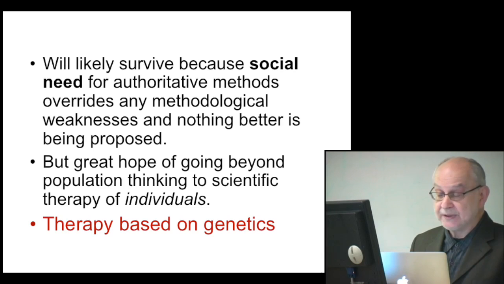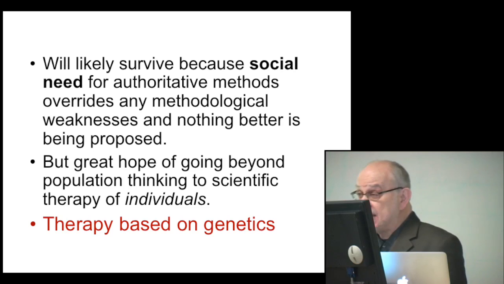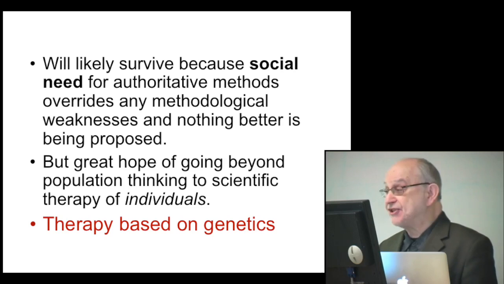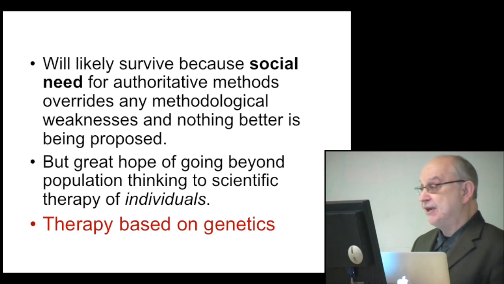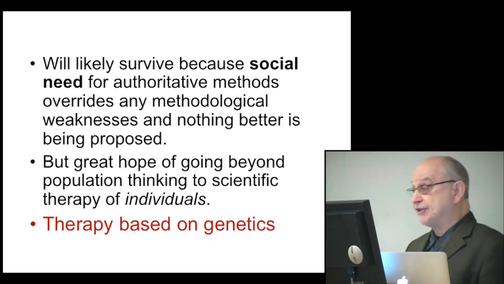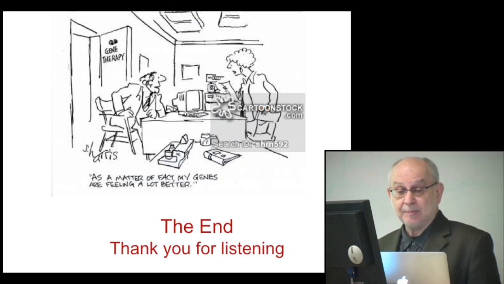But there is one big spoiler, potentially, in this, and that is the great hope of going beyond population thinking to actual scientifically based therapy of individuals. And that, of course, is therapy based on genetics. And this represents a form of scientific objectification that supposedly takes account of individual differences and that does not try to extrapolate from huge population differences. So with that, I end and thank you for listening.